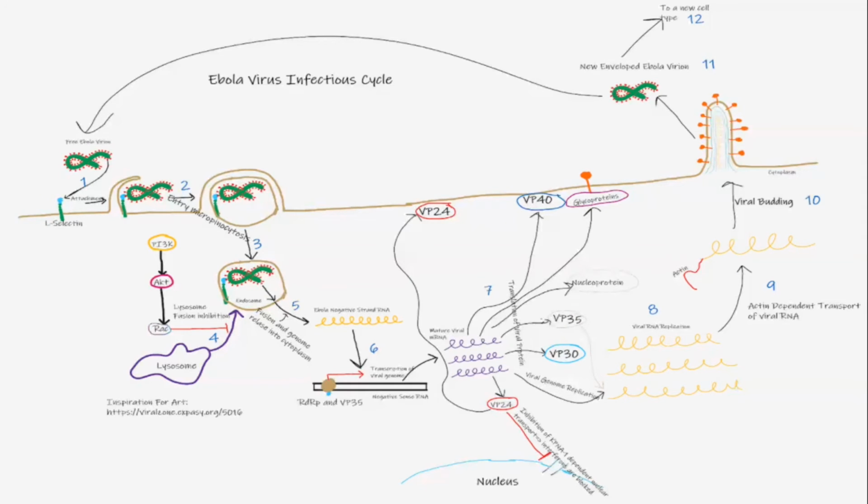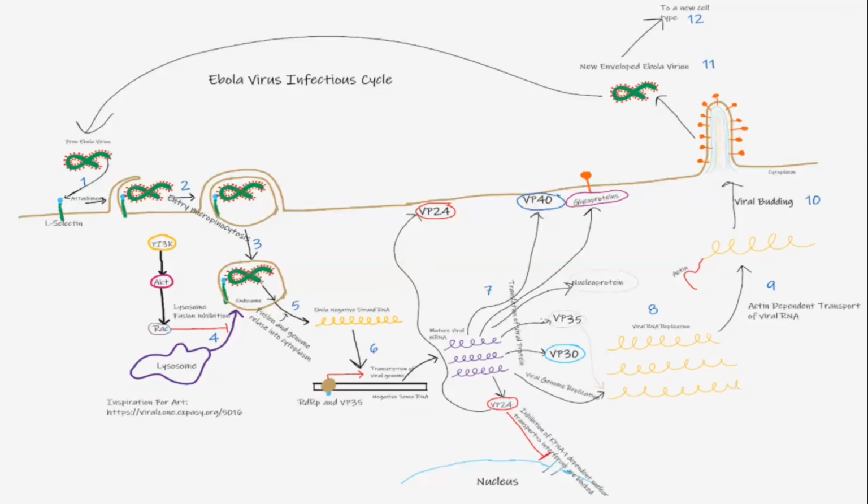VP24 inhibits KPNA1-dependent nuclear transporters, which are crucial for interferon release into the cytoplasm, which makes the interferons able to induce antiviral states in nearby cells. So VP24 inhibits this transport and interferons cannot be released. RNA-dependent RNA polymerase and VP35 once again form a complex, and the viral RNA is replicated.